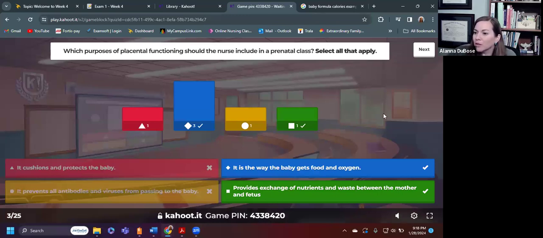Okay. So for this one, the correct answers were the blue and green. It is the way the baby gets food and oxygen, and it provides exchange of nutrients and waste. It does not cushion and protect the baby, particularly. That was about amniotic fluid, right? And it doesn't prevent all antibodies and viruses from passing to the baby. Most things can pass through the placenta to the baby, antibodies and even viruses. So it doesn't filter those out. Okay.